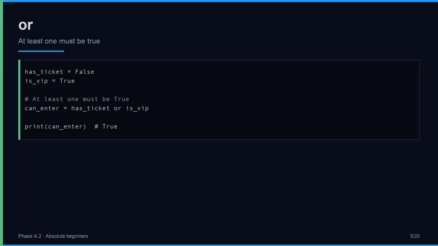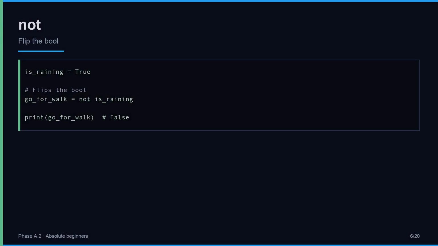Now the word or. Or is more forgiving. It asks, is at least one of these true? Here someone has no ticket but they are a VIP. Writing has_ticket or is_vip, Python finds that one of the two is true, so the whole result is true. Or only gives false when every part is false. Think of it as the friendly word. As long as one condition holds, or says yes. Or needs one.